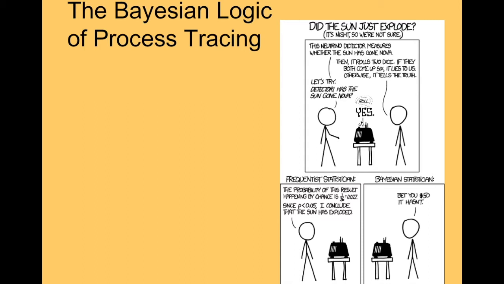And compared to 1 out of 36, the idea that the dice might have both come up 6 and the neutrino detector is lying to us, 1 out of 36 is way, way bigger than 30 seconds divided by 4 billion years. So the Bayesian concludes that the neutrino detector is lying, and so they're going to either make some money off the frequentist, or if the sun actually has exploded, they'll never have to actually pay their side of the bet anyway. So the Bayesian comes out ahead no matter how you figure it.